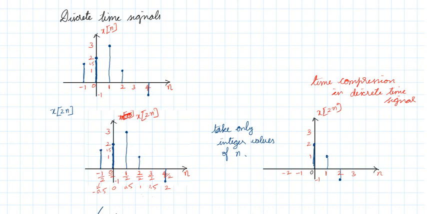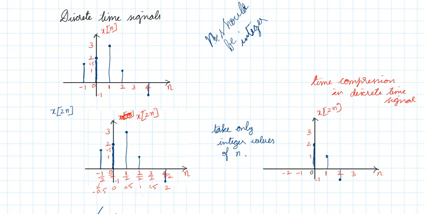I am going to find x of 2n. What is x of 2n? Here a is 2. Divide all the times by 2. So minus 1 by 2, 0 by 2, 1 by 2, 2 by 2, 3 by 2, 4 by 2. So minus 1 by 2 is minus 0.5, then 0, 0.5, 1, 1.5, 2. And I already mentioned that n should be an integer. Is 0.5 an integer? No. Is 1.5 an integer? No. So we can ignore these three values.